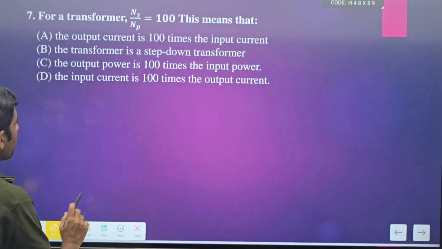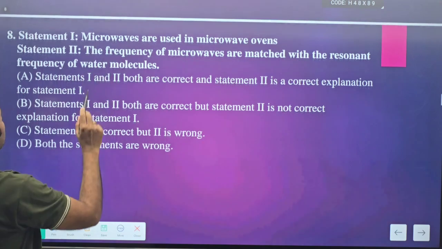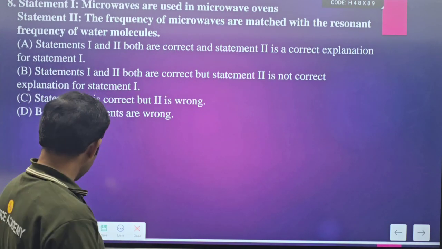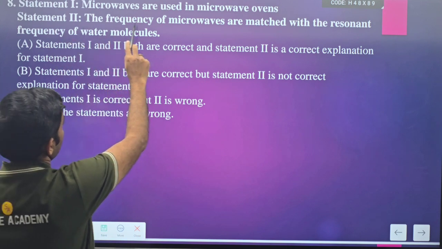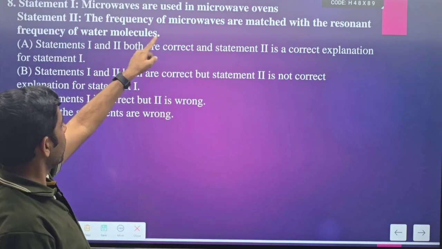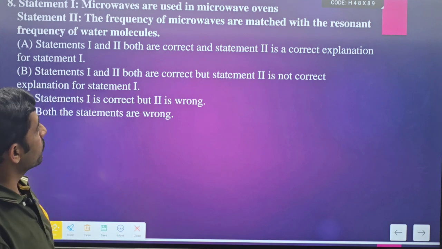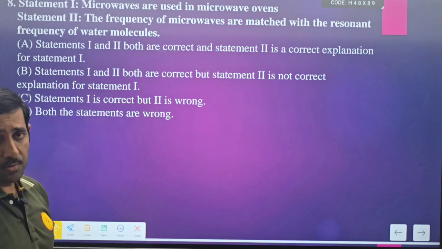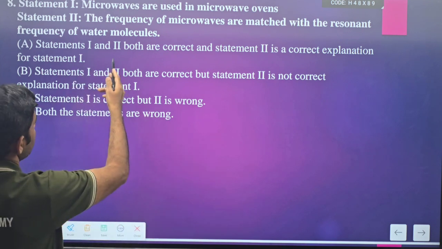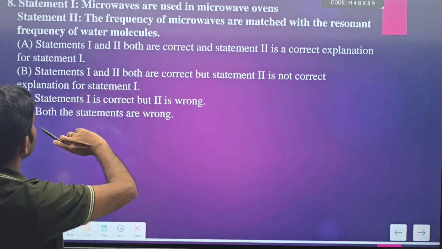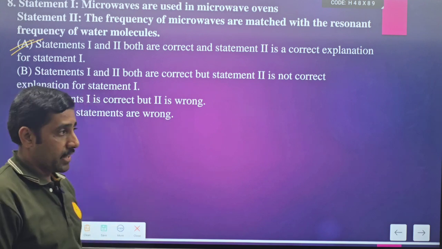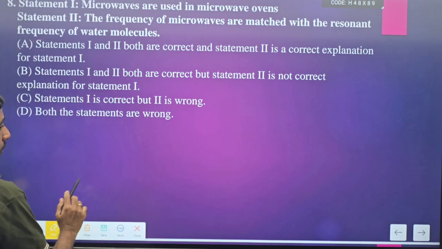So next, statement 1, a very simple question asked from electromagnetic waves. The microwaves are used in microwave ovens, correct? The frequency of microwaves is matched with the resonant frequency of water molecules. That is also correct, and that is the correct explanation of statement 1. Statement 1 and 2 both are correct, and statement 2 is the correct explanation of statement 1. So option A is the right answer. Next.